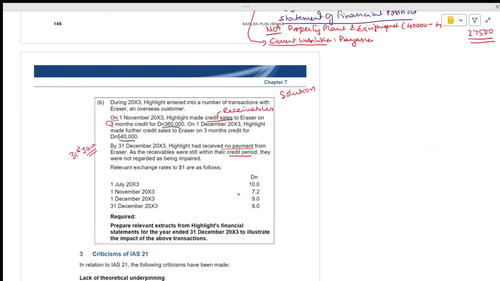Solution. What they are asking us, relevant exchange rates as follows. Prepare the extracts. The same thing, how we have to do in the profit and loss account and how we have to do in statement of financial position. Step 1, okay? Step 1.